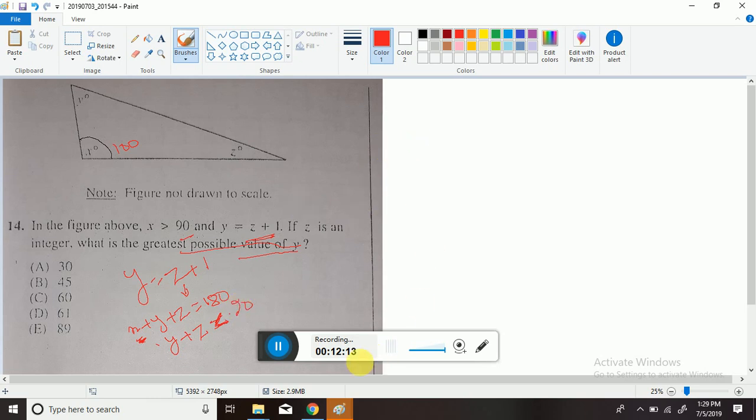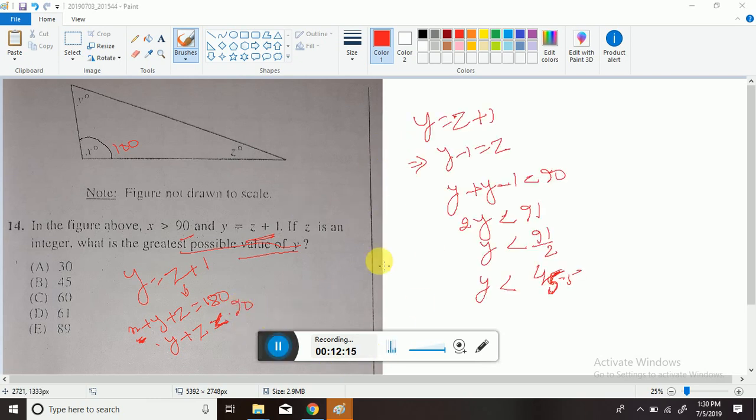Let us find the value of y; in terms of y we have to find. We are given y equals z plus 1. So from this equation, we make z alone: y minus 1 equals z. Now, y plus z is less than 90. Y plus z is replaced by y plus y minus 1, which is less than 90.